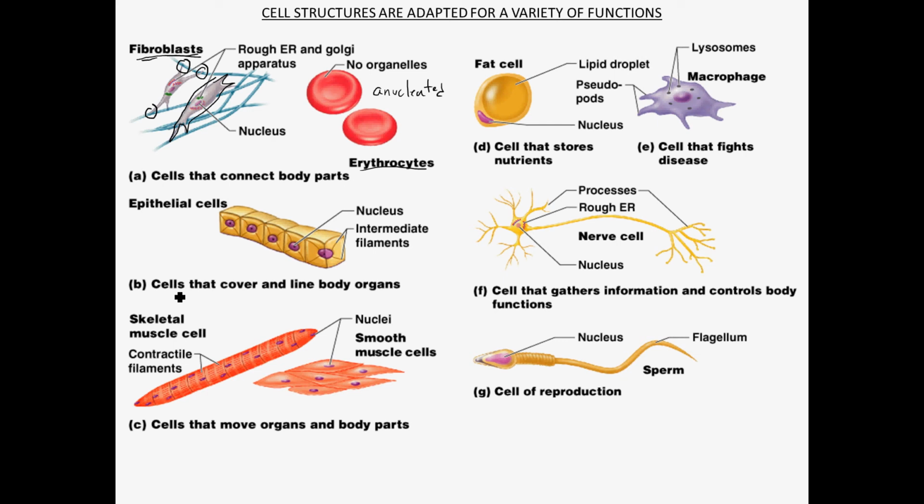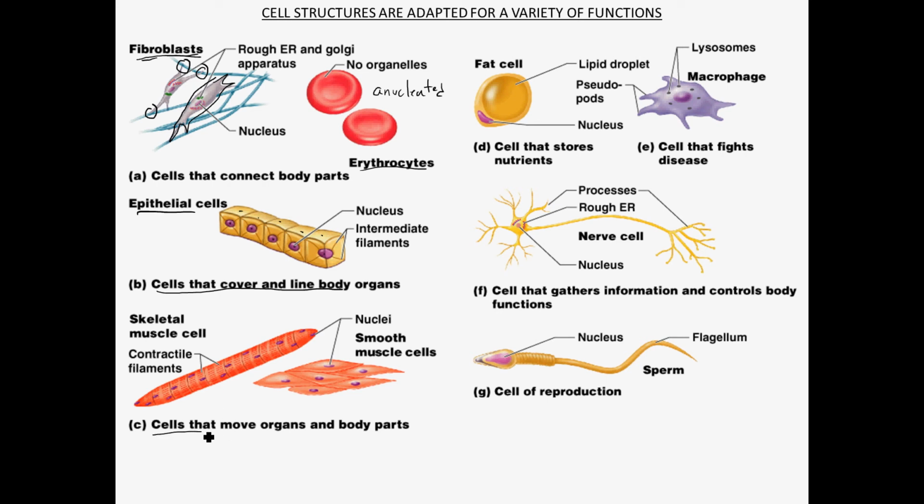Cells that cover and line the body organs. If you're covering and lining organs, you're going to see that these cells are tightly held together. These cells touch each other very tightly and are held together by those tight junctions and desmosomes discussed in that previous slide. So you'll see epithelial cells. Epithelial cells cover and line the organs, and if you want them to cover, it would be a good idea for them to be strung together like that.